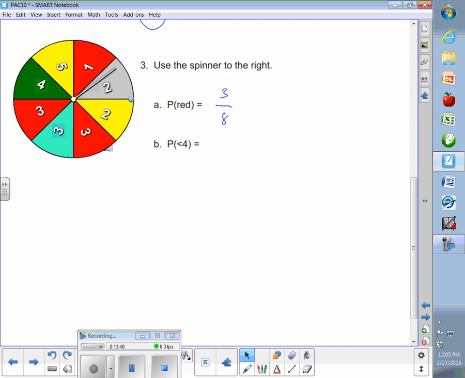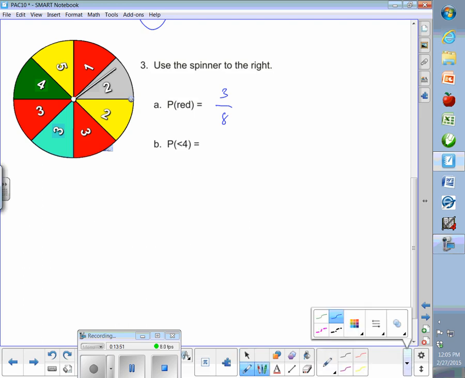Second probability, how would you do that one? Go ahead and write what the probability is. Go ahead and do B. What's the probability of spinning a less than 4, right? Isn't that what that says? What's the probability of less than 4? How many outcomes are less than 4? And how many total outcomes are there?